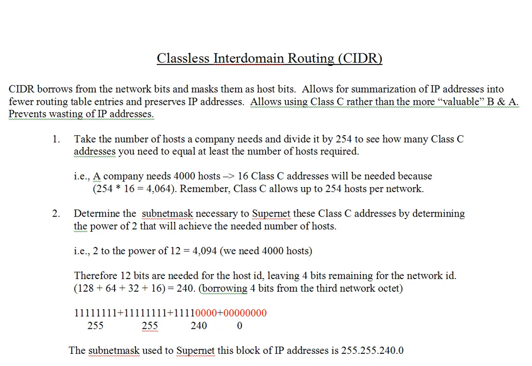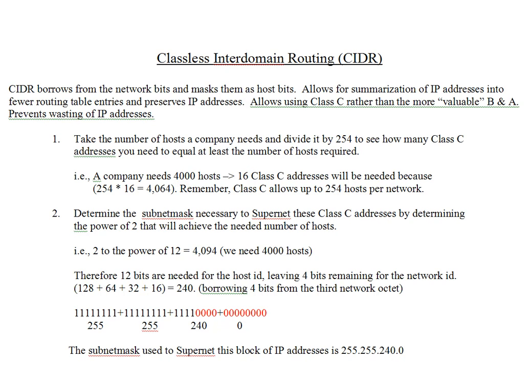CIDR stands for Classless Interdomain Routing. This is different than classful IP addressing. Classless interdomain routing throws out the classful break between IP addresses and uses them in a more efficient way, alleviating the load on the internet routers by allowing aggregation of your IP addresses, grouping them together. It also preserves IP addresses.